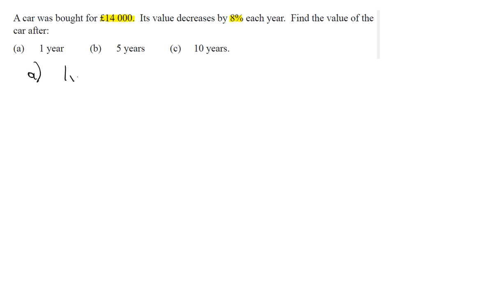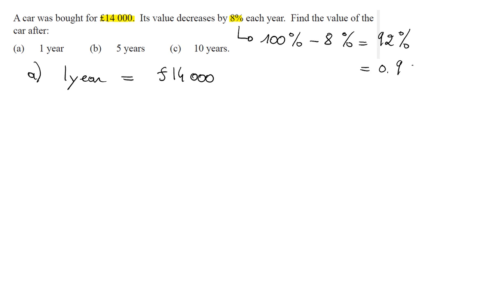After 1 year, my original value, 14,000, is going to be decreased by 8%. But decreasing by 8% means that your original 100% is actually worth less. So 100% minus 8% is 92%, which is 0.92. So I'm going to multiply my 14,000 times 0.92, which is going to be 12,888 pounds. B asks for after 5 years.